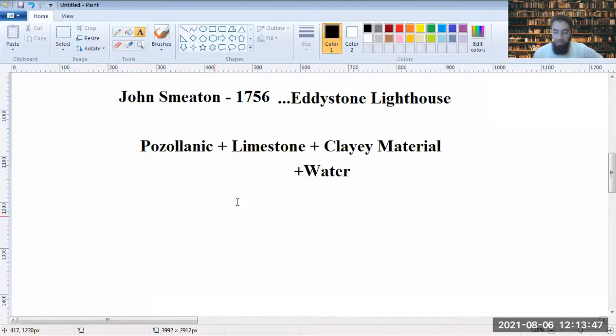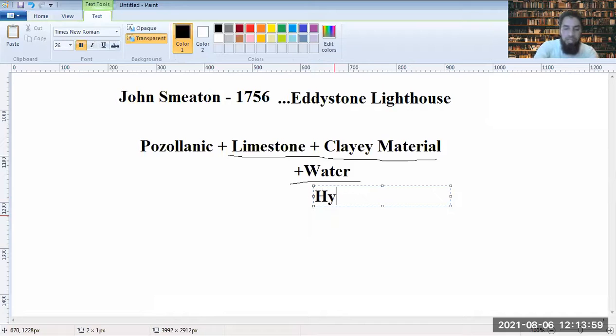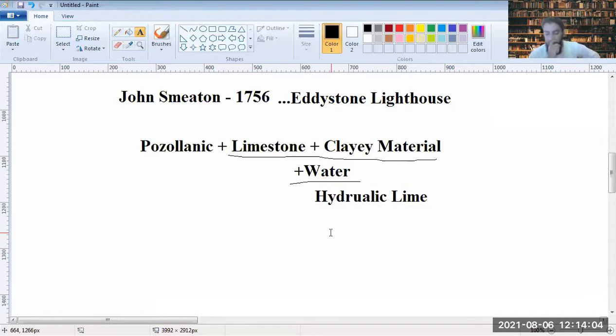So this combination of limestone, clay material, and water together formed the hydraulic lime. This material is formed once the limestone, the clay material, and the water are combined. It was called hydraulic lime because it had a unique property of combining with water. The limestone and the clay had a property of combining with the water.